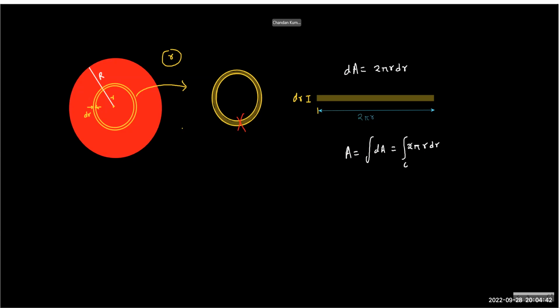0 to capital R. Very good. And that is a logical decision. So 2 and pi are constants. Can we take them out? So we are left with r dr. What is the integration of r dr? R squared by 2. So 2 pi into R squared by 2, from 0 to R, will give you pi capital R squared, and you can see the 2 gets cancelled out. So now the question was, why are we taking the elementary?